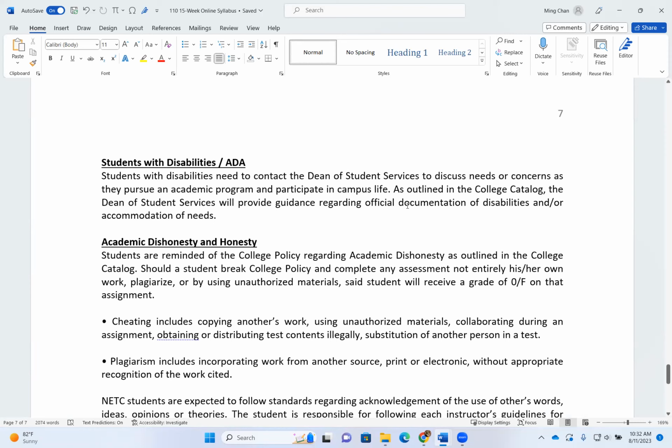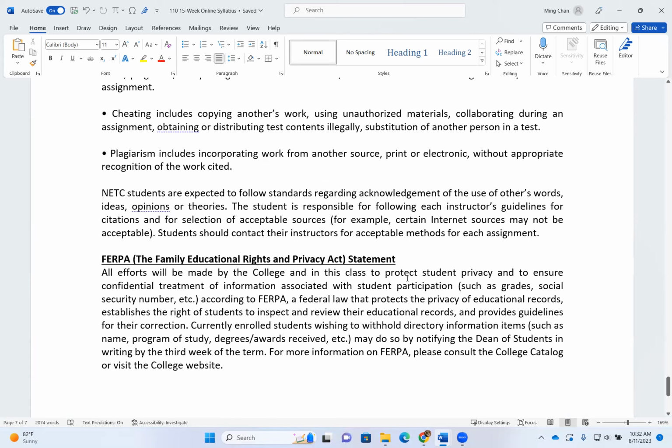Academic dishonesty and honesty. FERPA, the Family Educational Rights and Privacy Act, basically says that all your student records are protected by this federal law. Therefore, your parents cannot just call me asking whether you came to class or not. Your parents cannot call me to review your grades, things like that. Okay.